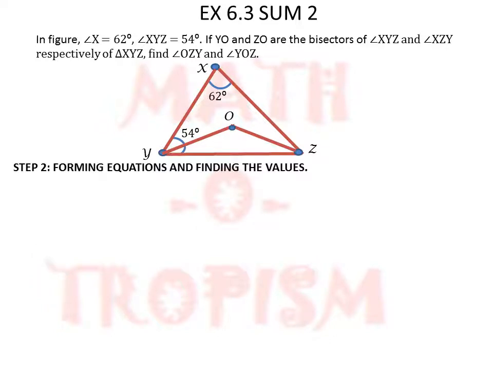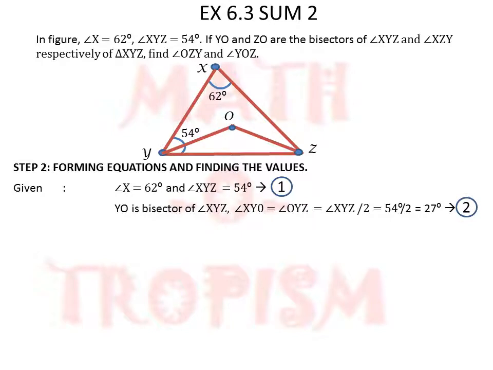So let us now proceed to solving the sum. So we are going to form equations and find the values. So given is angle X is equal to 62 degree and angle XYZ is equal to 54 degree. Let us keep this as equation 1. Then we know that YO is the bisector of the angle XYZ. So angle XYO equals angle OYZ, which is half of angle XYZ, which is nothing but 54 divided by 2, which is equal to 27 degree. Let us keep this as equation 2. Finally, ZO is the bisector of angle XZY. So we'll form the equation XZO is equal to OZY, which is half of the total angle XZY. We will keep this as equation 3.